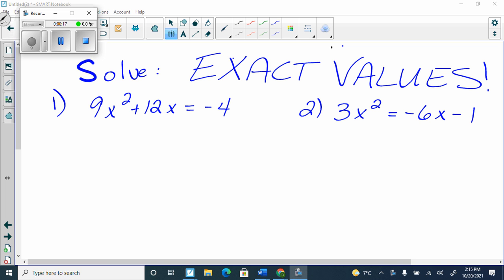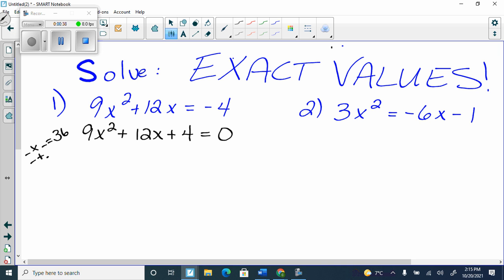All right, so the very first thing we have to do is what? Set equal to 0. So we're going to get 9x squared plus 12x plus 4 equals 0. And then we'll always check if we can factor. Right? So, what times what equals 36? What plus what equals 12? What are you going to get? 6 and 6. Voila. Very good.